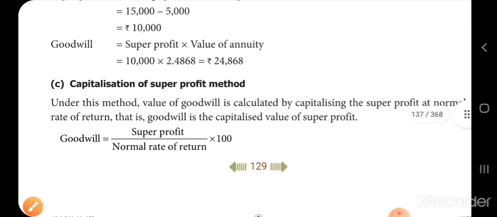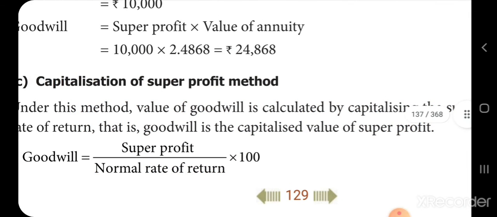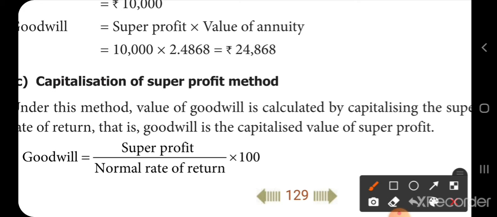Okay. Now, 10,000 into 2.4868 is there. So, how many zeros are here? 1, 2, 3, 4. So this point you have to jump towards the right 4 times. 1, 2, 3, 4. So the answer will be 24,868.